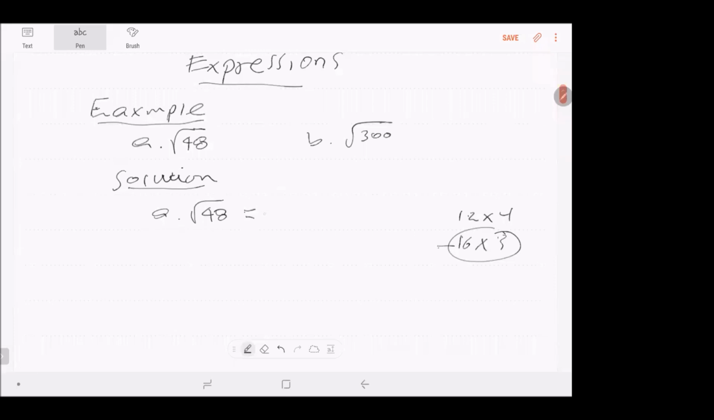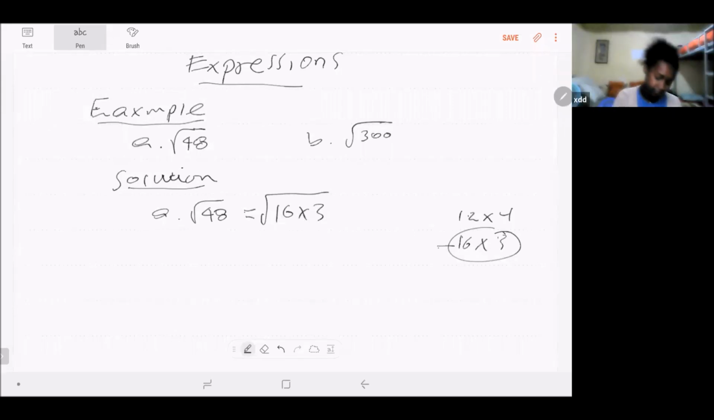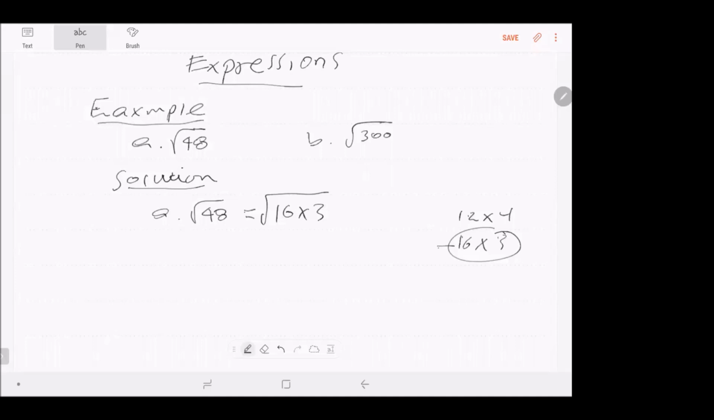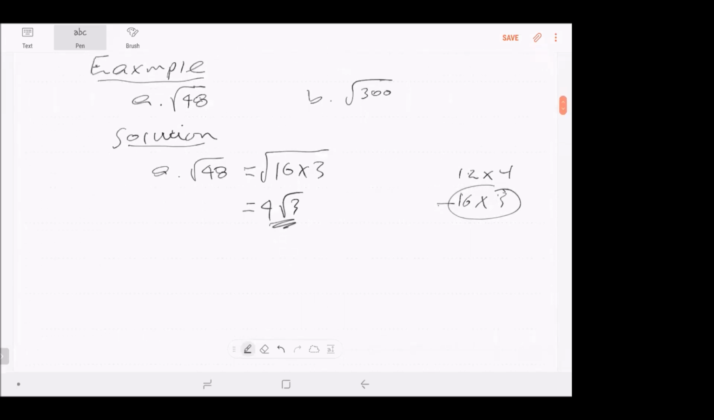So the square root of 48 means the square root of 16 times 3. 16 is a perfect square and 3 is a non-perfect square. So when we extract 16 from the square root, the result will be 4, and the square root of 3 as it is. So the last simplified form of the square root of 48 will be 4 times the square root of 3. So we simplify a square root expression like this one.